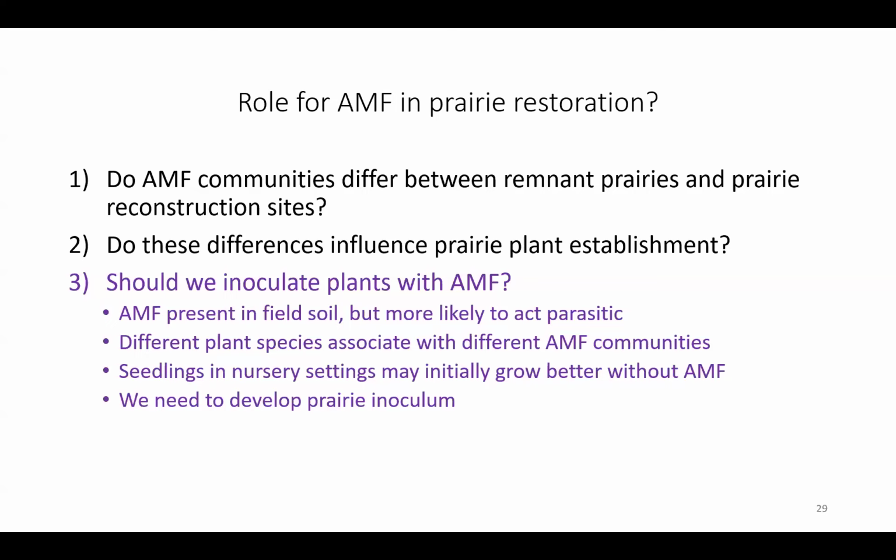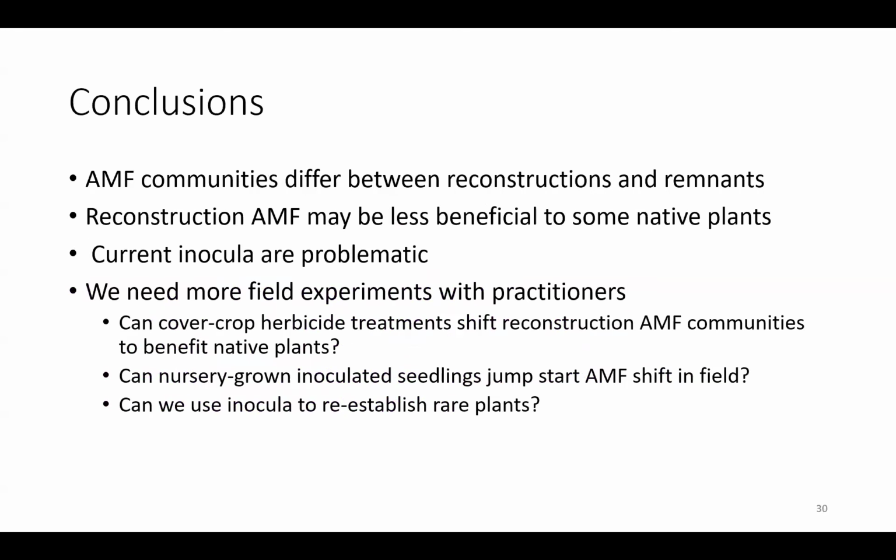And all of this points to the urgency of developing a true prairie inoculum, not maybe just AMF, but also including the other organisms that are clearly beneficial for native plant establishment. So to conclude, AM fungal communities do clearly differ between reconstructions and remnants. Reconstruction AMF may be less beneficial to at least some native plant species. I want to remind everybody that current inocula that are commercially available can be deeply problematic. Those are often very species-poor mixes, and they also are not necessarily species that confer benefits to plants.